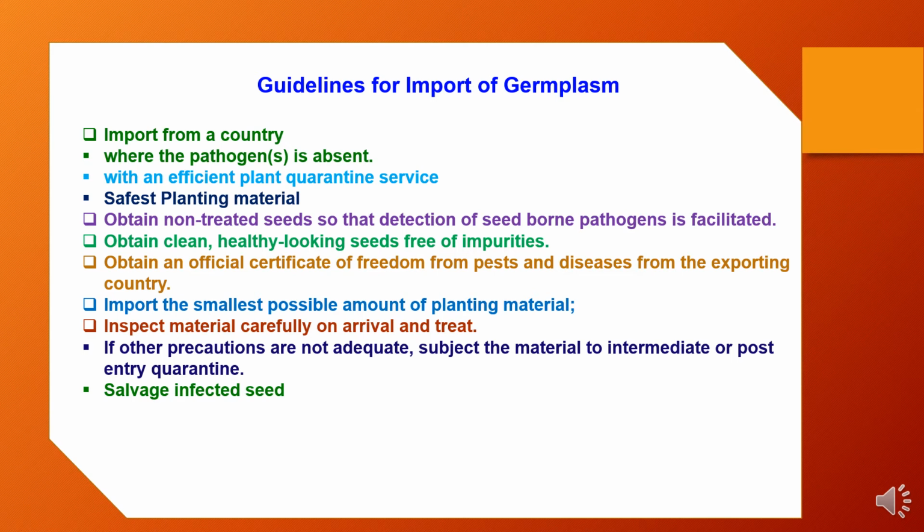Import the smallest possible amount of planting material. The smaller the amount, the less the chance of its carrying infection. It will also simplify post-entry inspection. We have to inspect material carefully on arrival, and treatment should be done. If other precautions are not adequate, subject the material to intermediate or post-entry quarantine. And salvage should be done for infected seed.